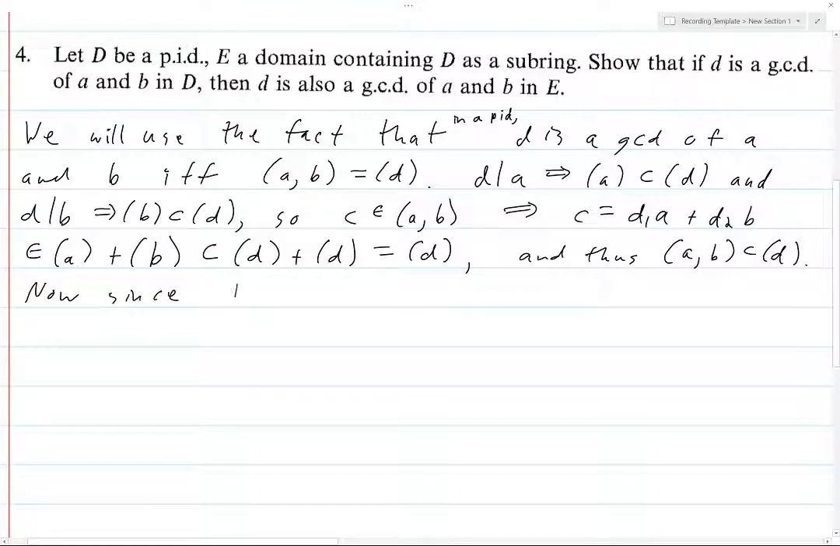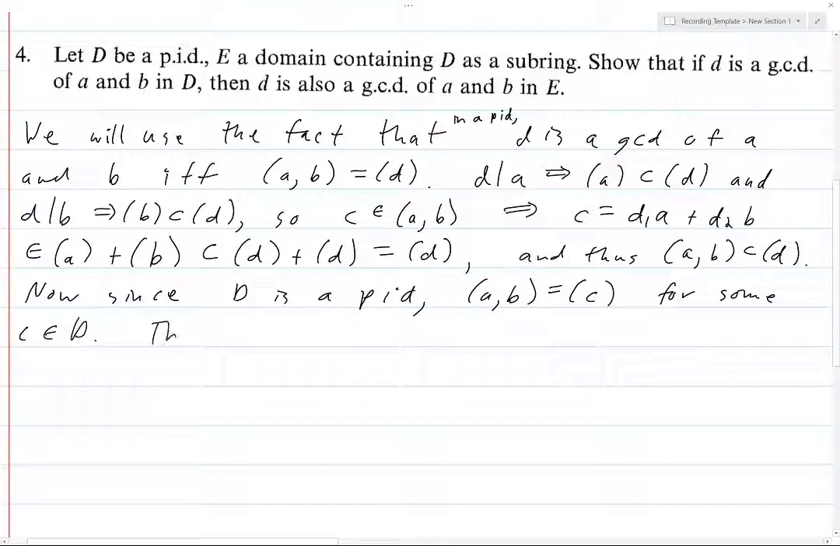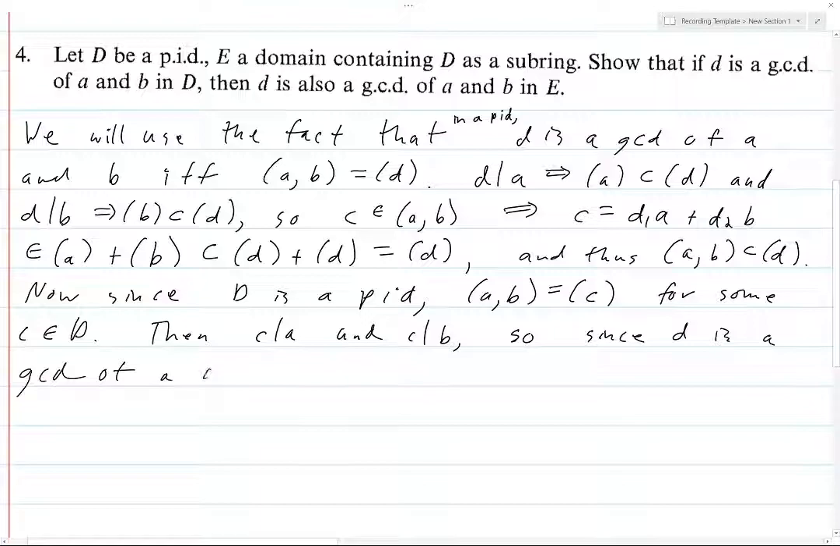Now, since D is a PID, this ideal is equal to the ideal generated by C for some C in capital D. Then C divides A, and C divides B. So since D is a GCD of A and B, we know that C divides D. And so the ideal generated by D is a subset of the ideal generated by C.